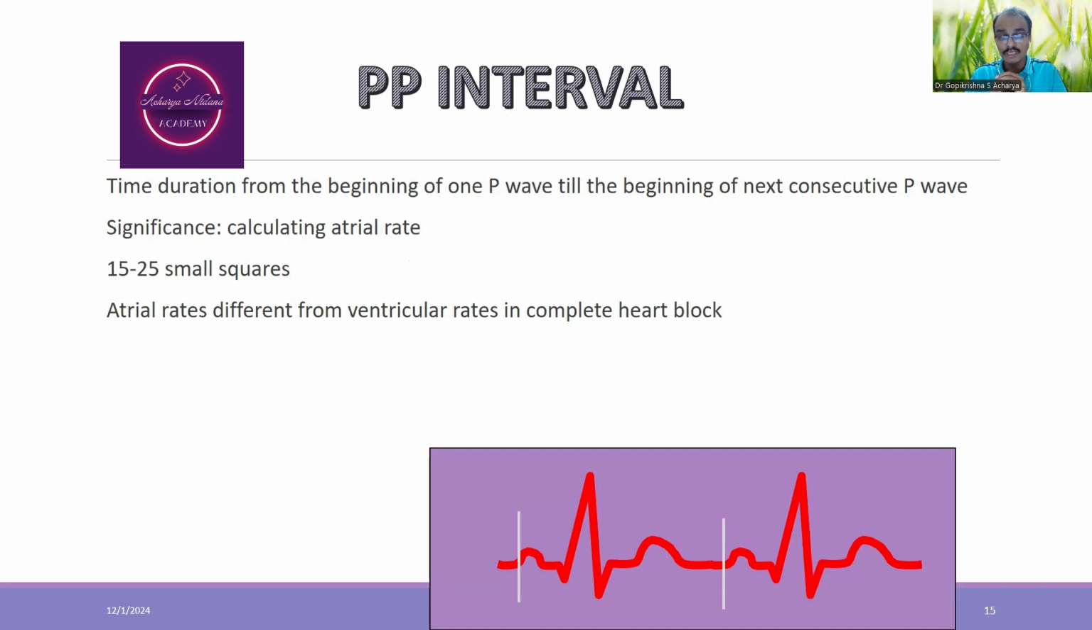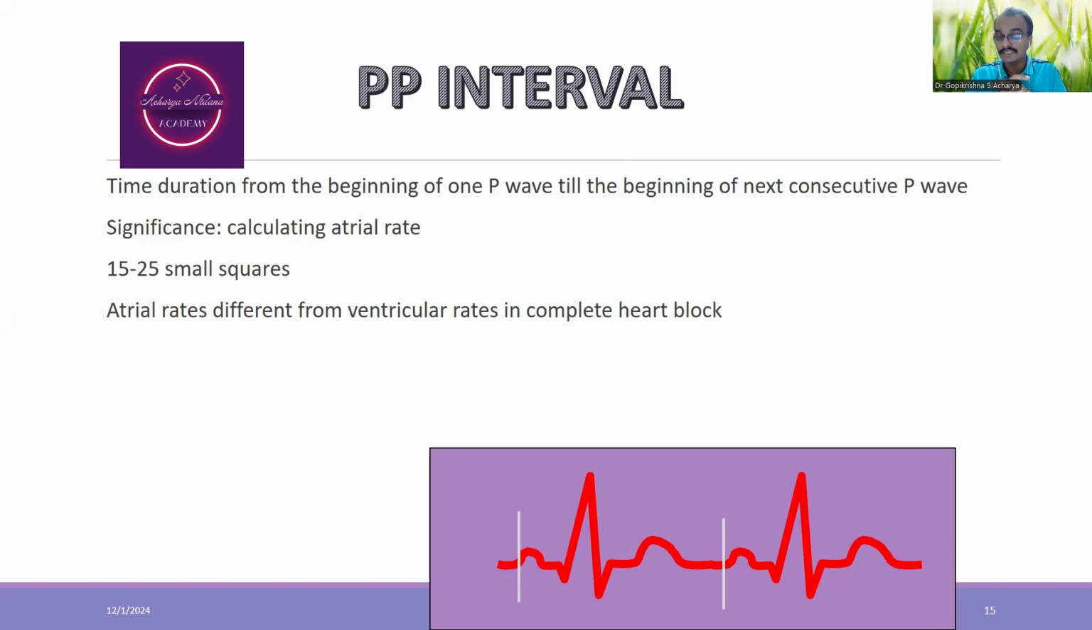When you think about the PP interval, it is nothing but the time duration between the onset of the P wave till the beginning of the next consecutive P wave. This is actually helpful in calculating the atrial rate. Normal PP interval will be up to 15 to 25 small squares. In other words, this may be up to 0.6 to 1 second.